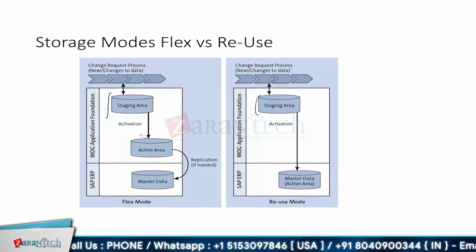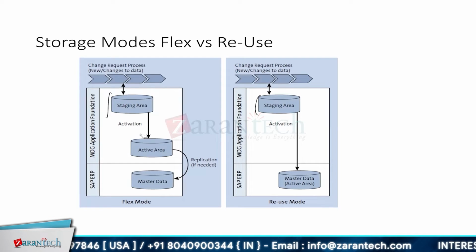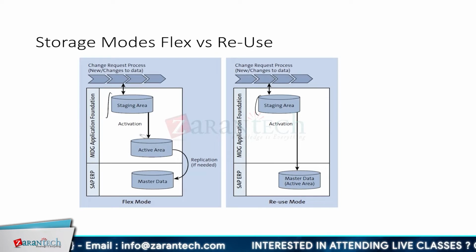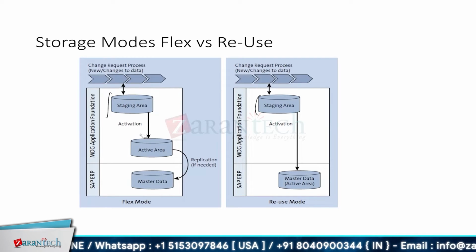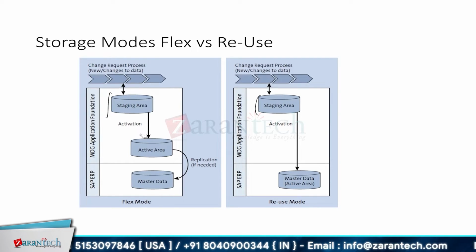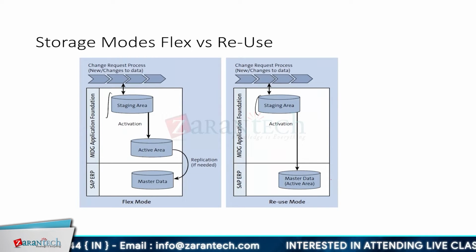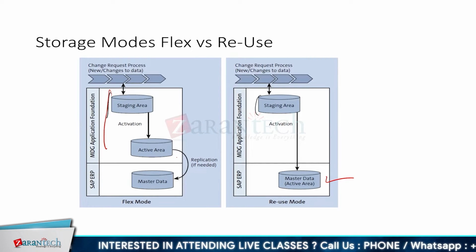So when it comes to flex mode, we need to configure two things, right? One is replication mode and activation and reactivation. No, activation is common anyway. Once the entire approval process is completed, we initiate the activation process in the workflow. That is common for reuse and flex mode. So activation will be there. Now the question is, after activation, where does the active record get stored? In case of reuse, your active record gets stored here. In case of flex, your active record gets stored in the same MDG layer only.